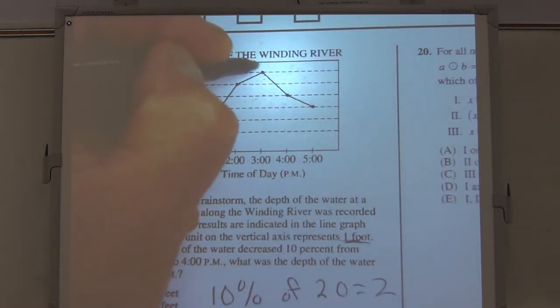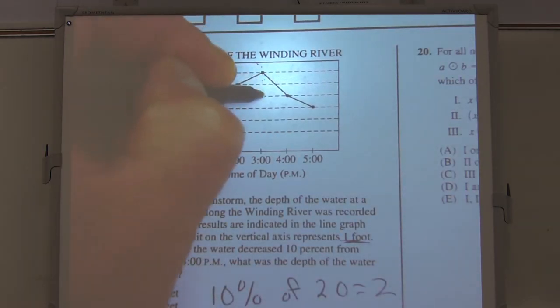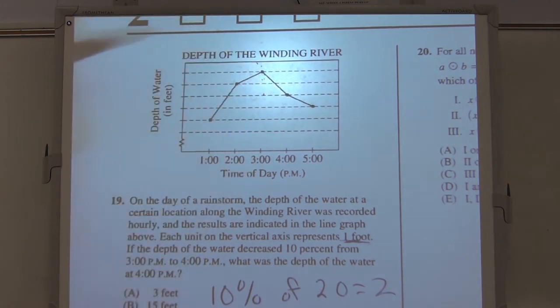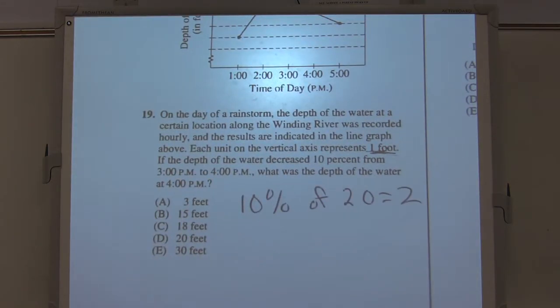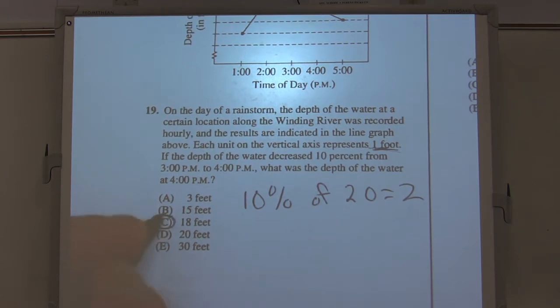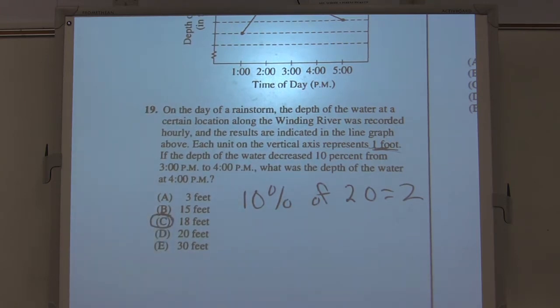So if this is 20 feet, then decrease it by 2. So that means right here, this must be 18 feet. So that's going to get me choice C. So at 4 o'clock, it was 18 feet.